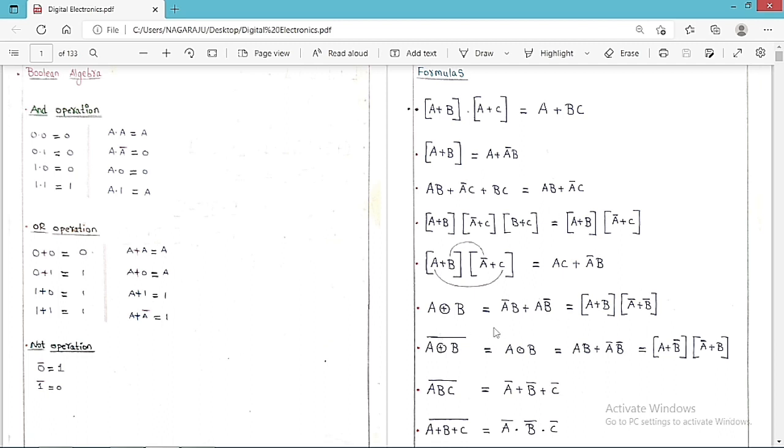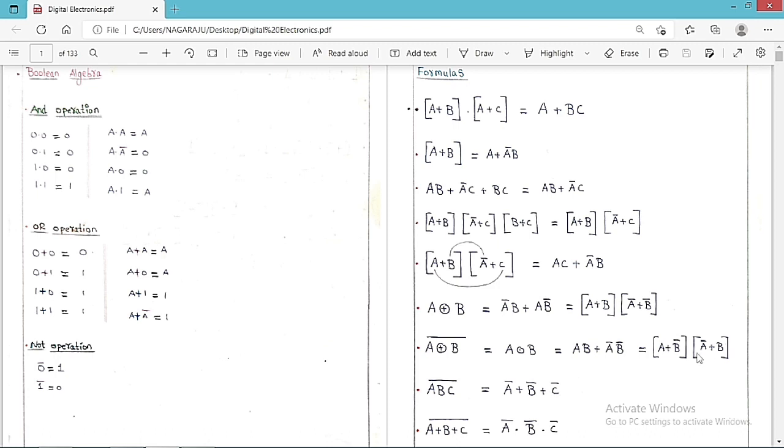So therefore A XOR B is equal to A bar B + A B bar, which is (A + B) into (A bar + B bar), because we have to multiply these two things and these two things, and we are going to get this result. The complement of A XOR B, the A XNOR B, is equal to AB + A bar B bar, which is equal to (A + B bar) into (A bar + B).